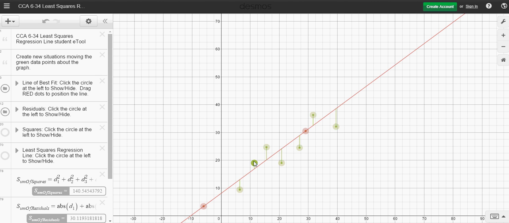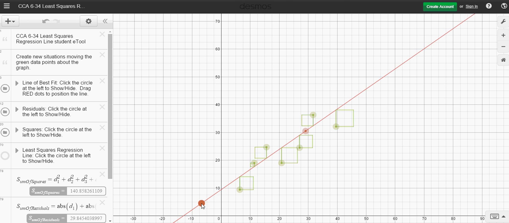This particular point has a positive residual because the actual value is above the predicted value from the line of best fit, and so forth. A large negative residual, a large positive residual. With those residuals, we can generate squares, which is where the concept of least squared regression comes from.